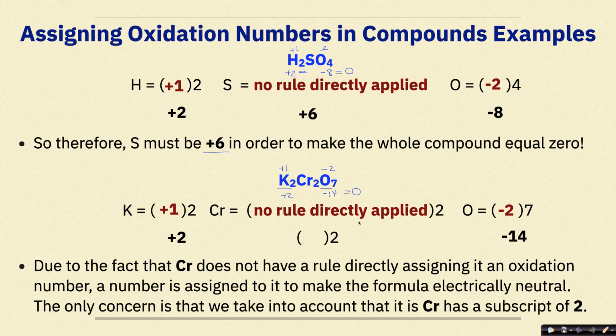With chromium, no rule directly applies. So if we look at this, we know this has to equal plus 12. So we're going to put in plus 6 times 2. That'll give us plus 12. The whole compound's electrically neutral.